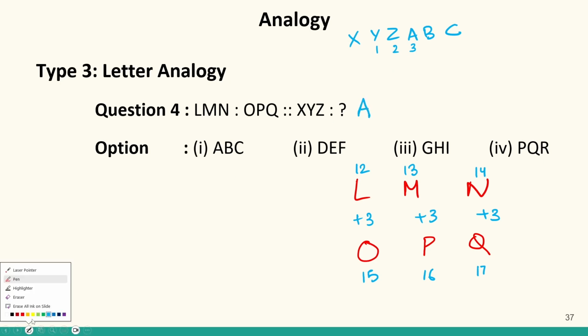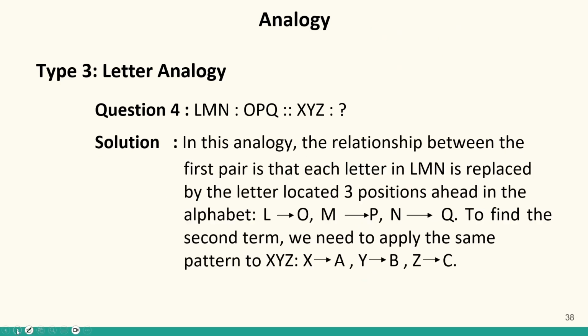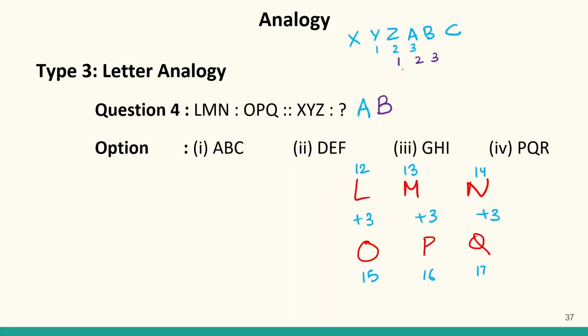Now let us check for Y. If from Y, I have to go 3 positions forward, this will be the first position, second position, third position. So for Y, it will be B. Similarly, let us check for Z. For Z, if I have to move 3 positions forward, this will be the first position, second position and third position. So this next term will be C. So our answer will be ABC, which is option number 1.